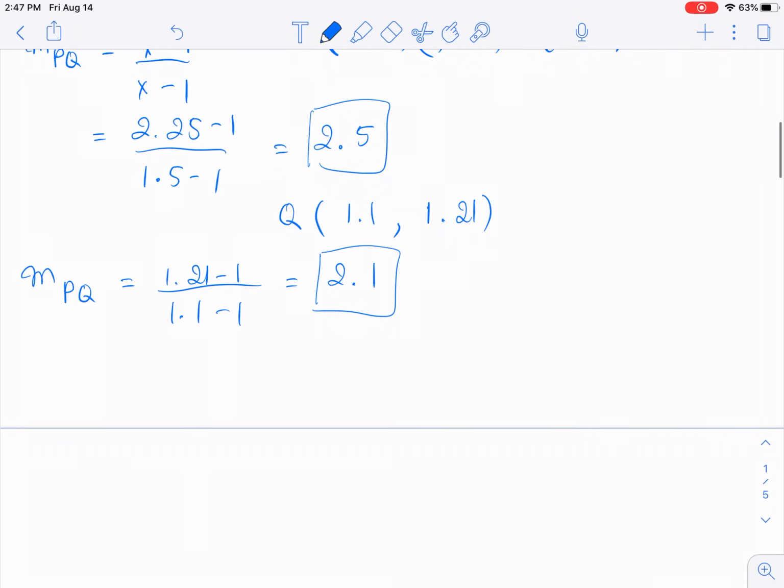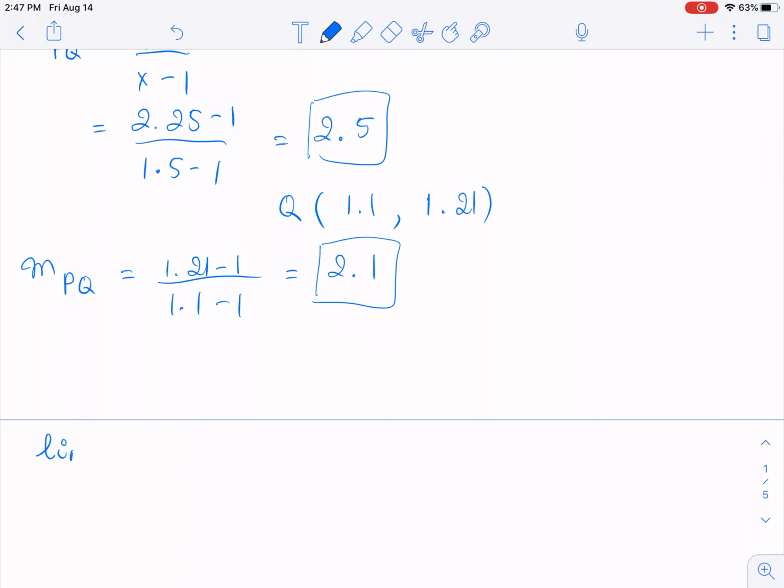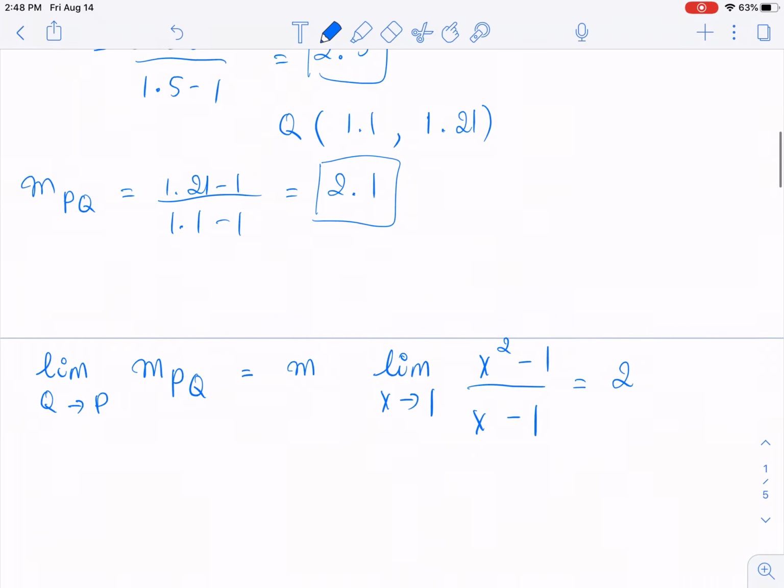Okay, so I'm going to take the limit. You can do more points if you want. So if we take the limit as Q approaches P, you will see that the slope of PQ approaches the slope. The limit is going to be the slope. Therefore, if you take the limit as x approaches 1 of x squared minus 1 over x minus 1, it is going to be 2. So we know the slope is going to be 2.